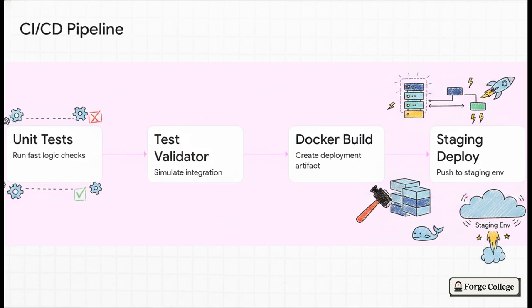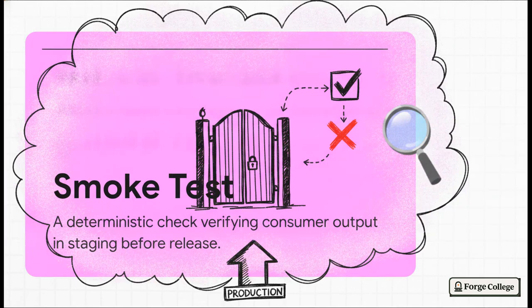We want to fail fast if any of the basic logic breaks. Step 2 is where it gets really interesting. We spin up a short-lived local validator to run deterministic integration tests. We actually simulate things like aggregator updates and liveness failures right there. If that passes, we hit step 3, building our Docker artifact, and finally step 4, pushing the whole shebang to a staging environment. But hang on, we are definitely not done before pushing to production.